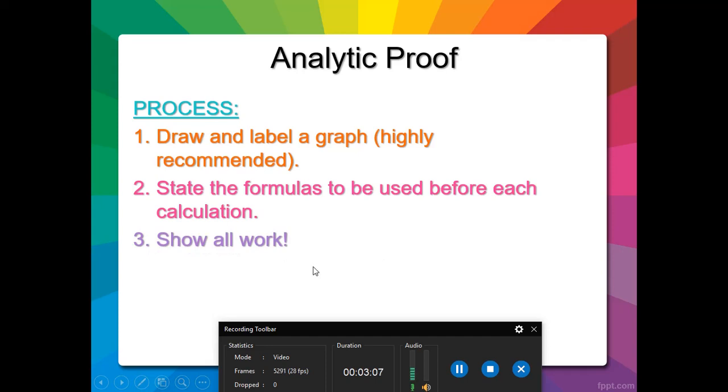We're going to show all work. Don't try to be skimpy about it. If you have to do the distance formula 4 times, I need to see that work and that substitution 4 times before you move on.